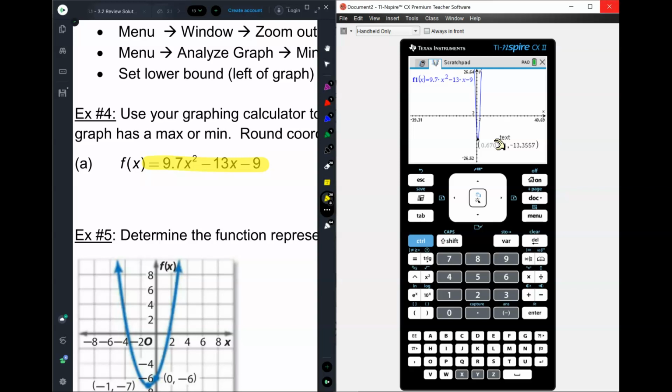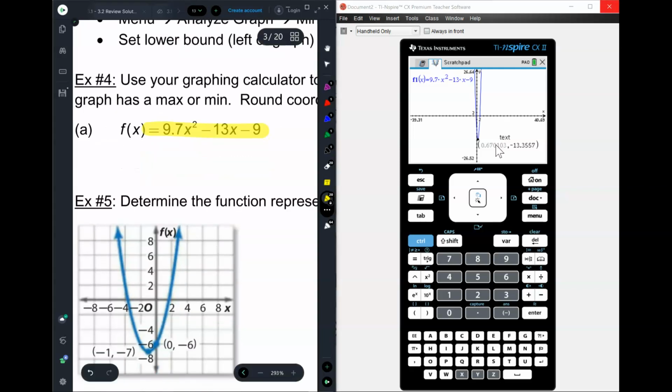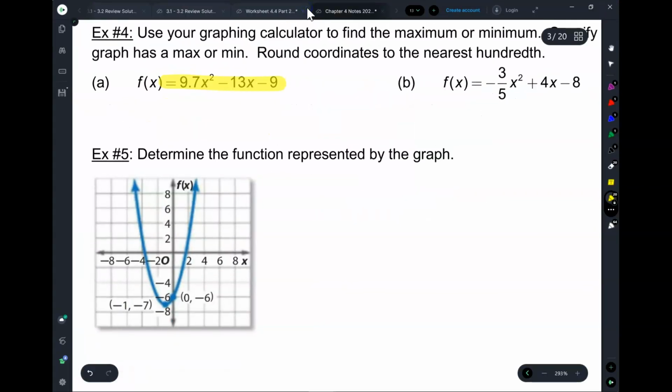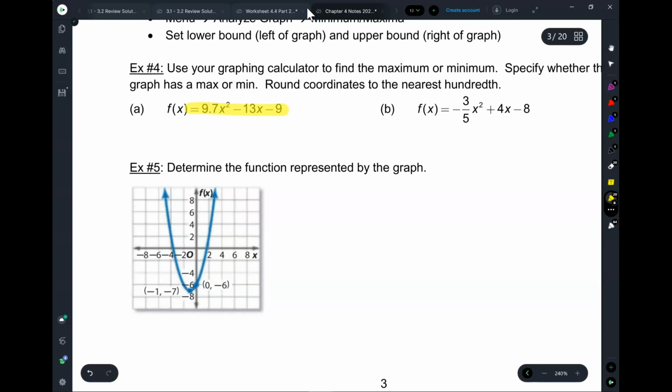Okay. I'll answer questions in a sec, but let me show you how to write down the answers. There are two ways of writing this. In coordinate form, it'll be 0.67, negative 13.36.